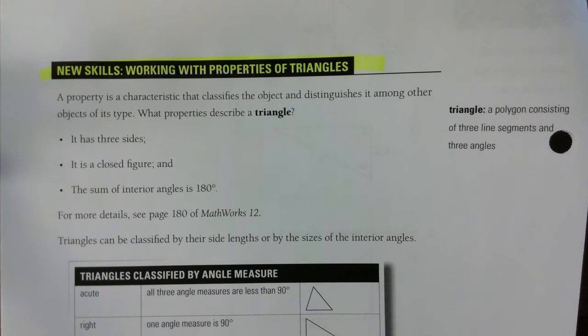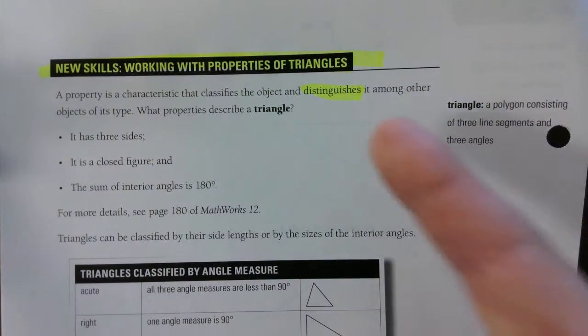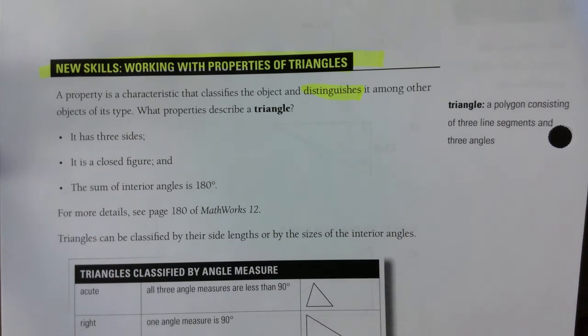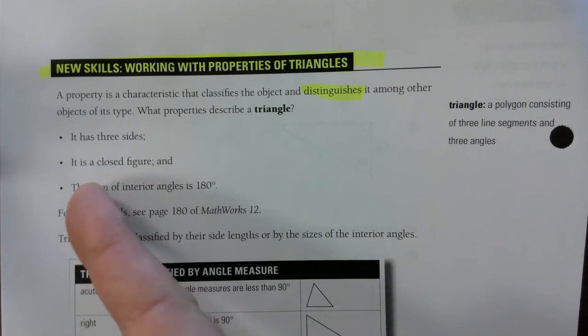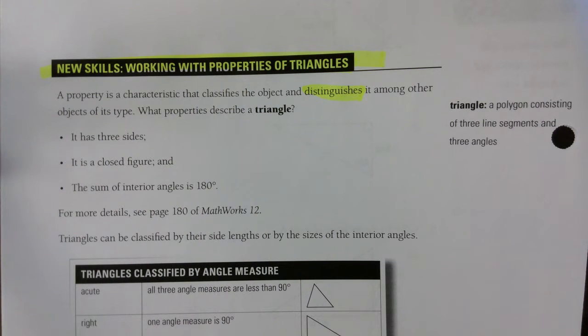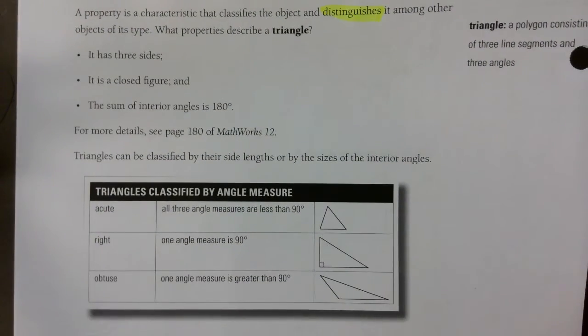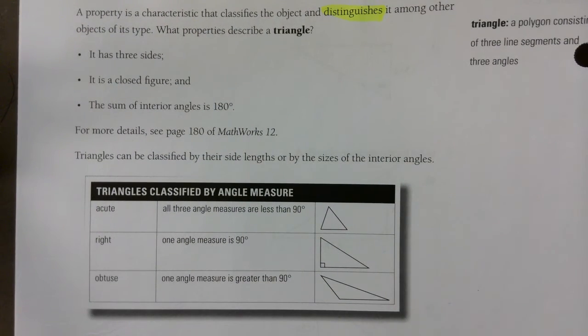A property is a characteristic that classifies the object and distinguishes it among other objects of the type. What properties describe a triangle? In general, it has three sides, a closed figure. The sum of interior angles is 180. No news there. But here's where I'm going to teach you how to name it.